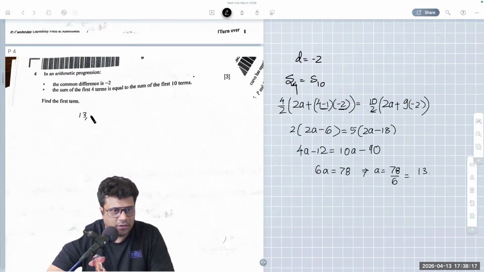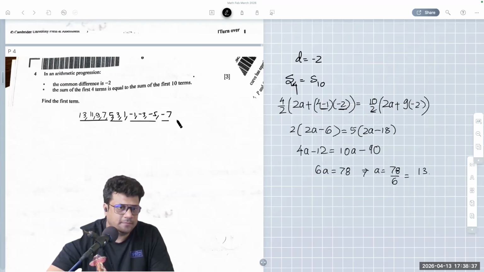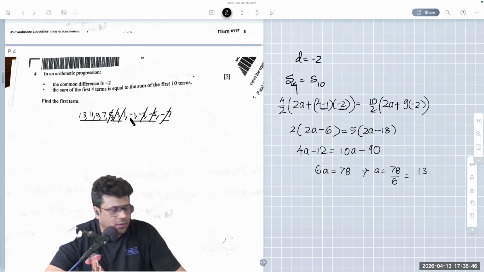And the AP looks like 13, 11, 9, 7, 5, 3, 1, minus 1, minus 3, minus 5, minus 7. That's 4 terms. And that's 10 terms. So these actually cancel out when you add them. No, not the 1. Yeah, minus 1. And the 7 also cancels out.